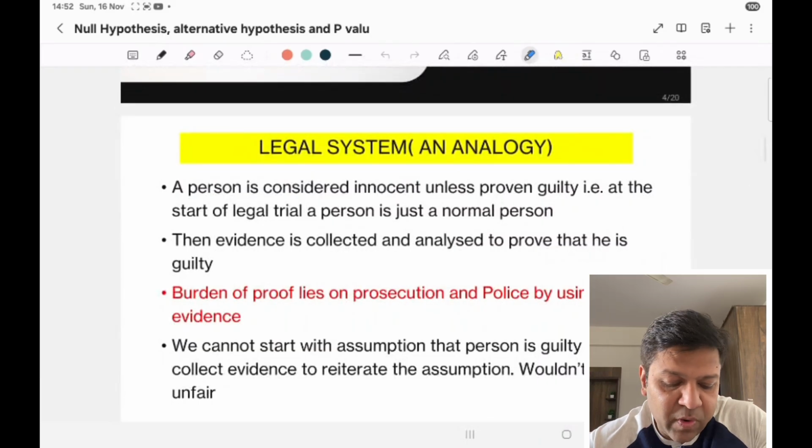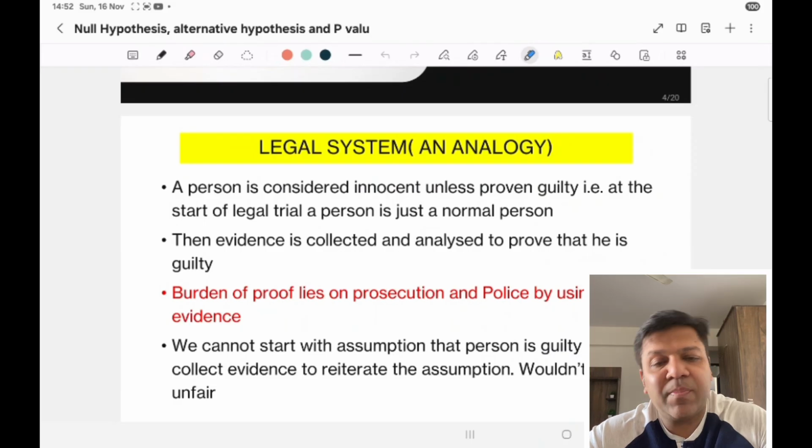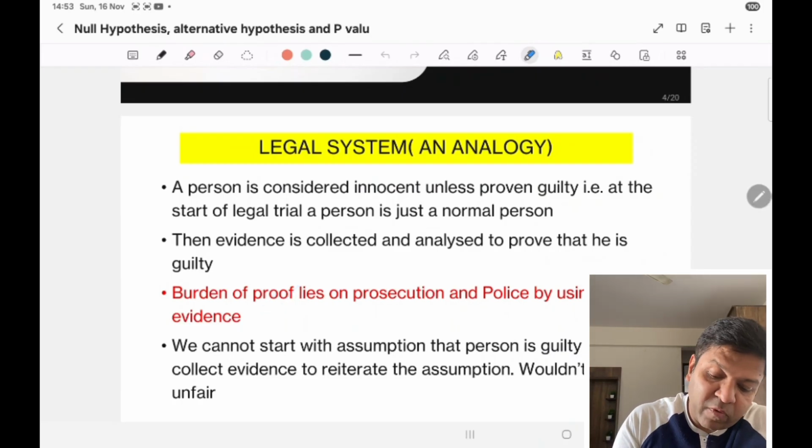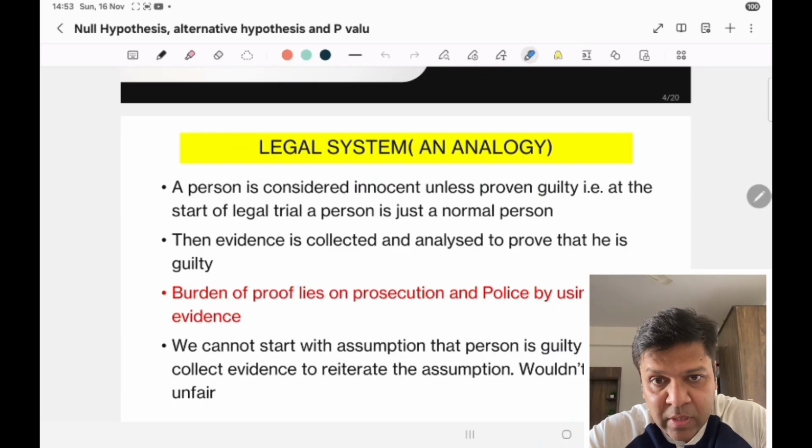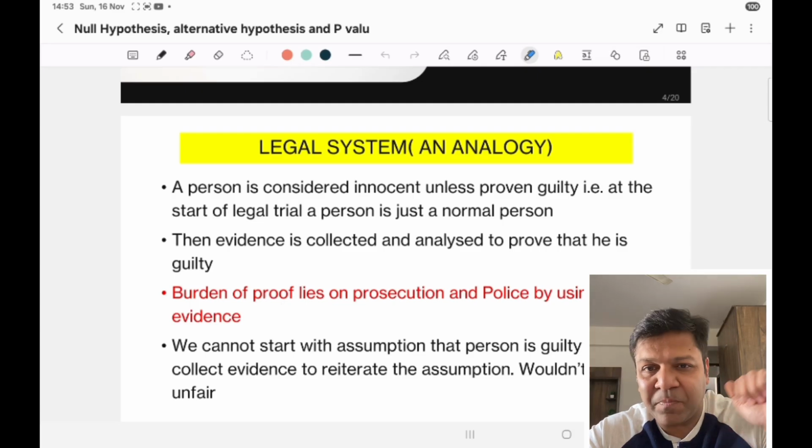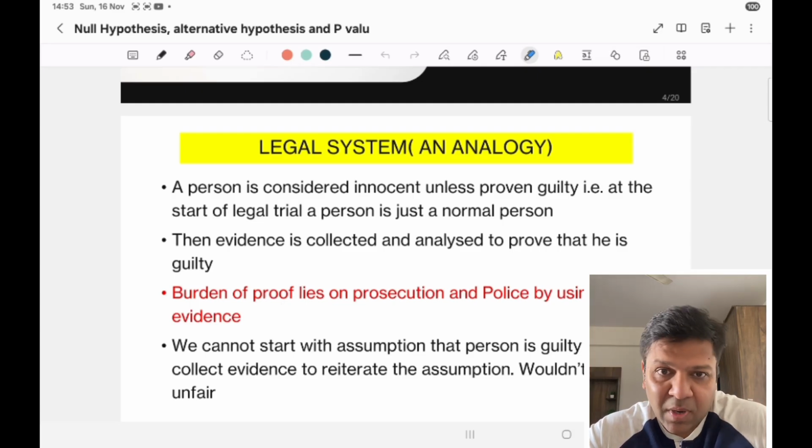So in the legal system, do we consider that a person is innocent when we start the trial, or do we say that the person is guilty when we start the trial? We say that the person is innocent, and then we try to prove him guilty by gathering evidence. So in that case, the burden of proof is on the police or the prosecutor to prove that he is guilty, but we start with the assumption that he is innocent. Think about it: if we start by saying that he is guilty and then gather the evidence for the same thing, will it be fair to that person? Will that be a good practice?